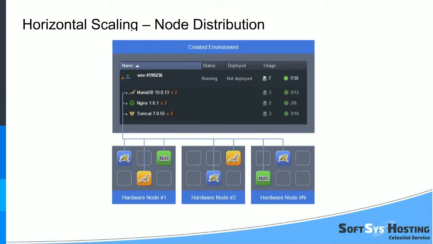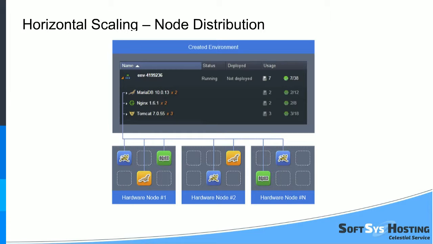Now let's take a look at underlying node distribution. When you scale horizontally, that is, when you add more nodes to an application, they are set up in a way to achieve high availability or redundancy for your environment. In this particular example, you can see an environment with 2 MariaDB database nodes. There are 2 Nginx load balancing nodes, and there are 3 Tomcat web server nodes.